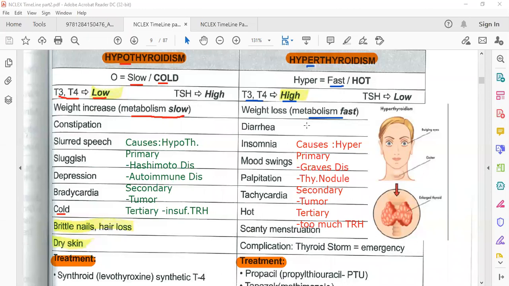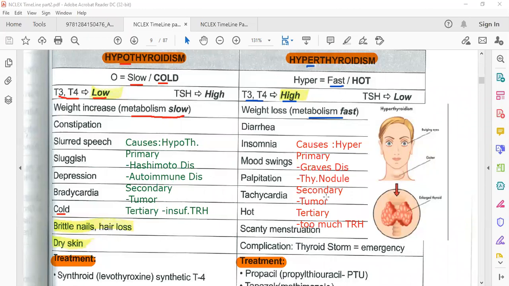What are the causes of hyperthyroidism? As with hypothyroidism, we categorize primary, secondary, and tertiary. The primary cause is basically an issue with the thyroid gland. The most common one is called Graves' disease, and Graves' disease is an autoimmune disease. Sometimes patients develop a thyroid nodule that causes hypersecretion of T3 and T4. When a patient has T3, T4 going up, and also the eyeball is bulging outside, an enlarged eye, we call it Graves' disease.